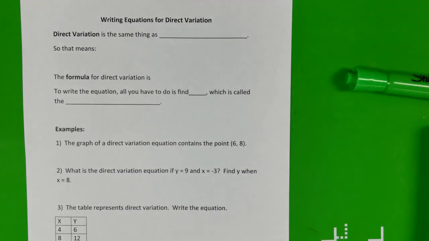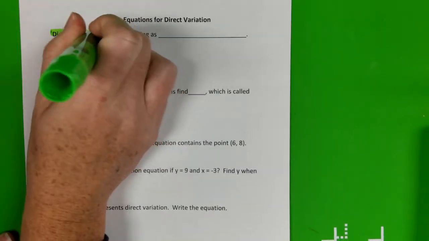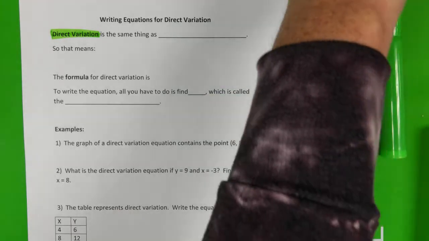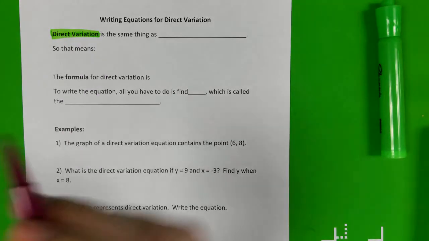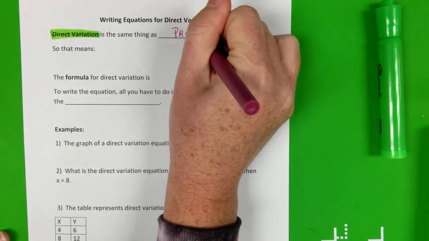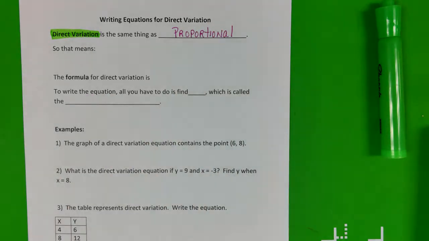In this lesson, we're going to look at direct variation. And the good thing is we've already kind of talked about direct variation, so I think it's going to feel very familiar. Direct variation is basically the same thing as being proportional. It's just another name for it. And you know, us mathematicians, we like to do that to you. It's just the same thing as being proportional.